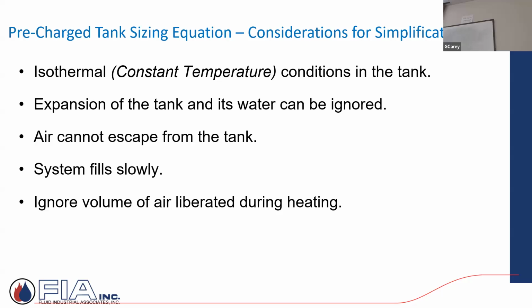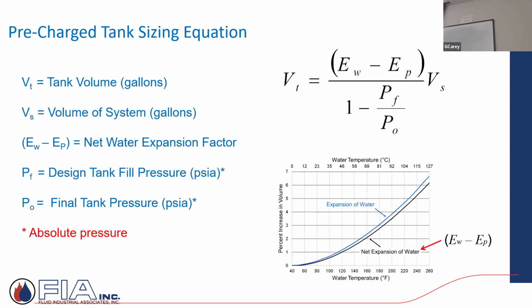Let's soften that equation. Isothermal, constant temperature. Expansion of the tank and the water can be ignored because there is a difference, but is it enough a difference to make a difference? And that would kind of be his go no go point. Air cannot escape. System fills slowly. Ignore volume of air liberated during heating." Trying to simplify it. So all of a sudden the equation becomes something a little more manageable.